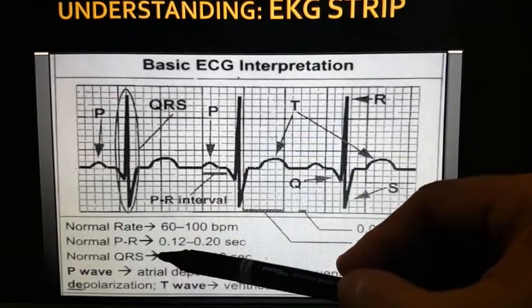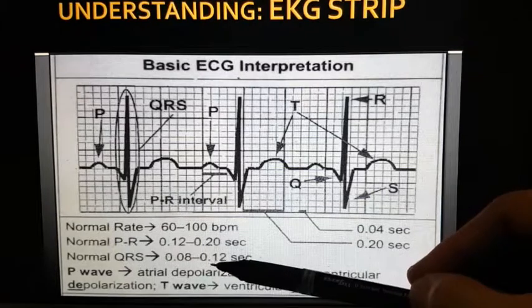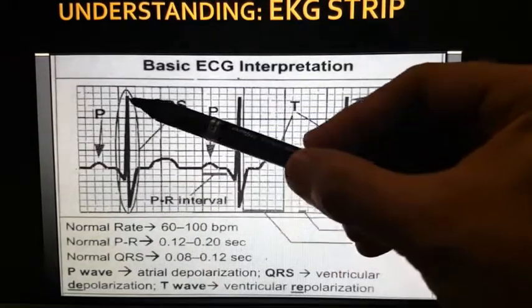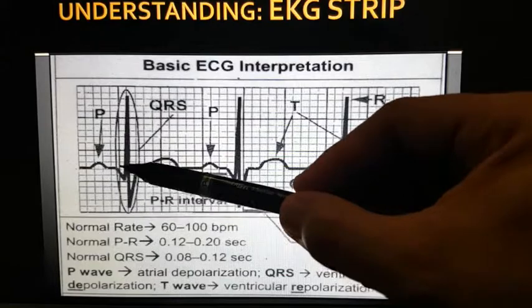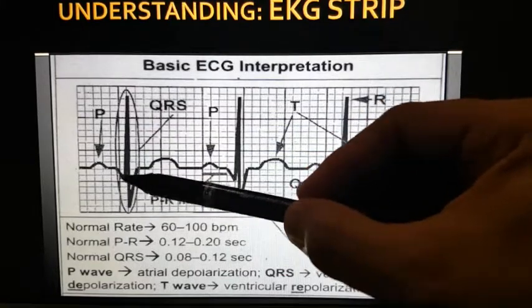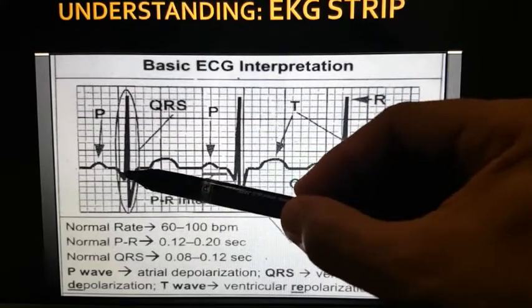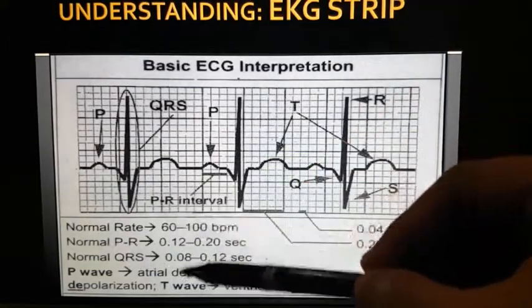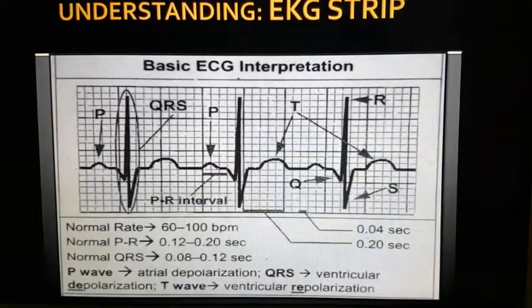The normal QRS complex is 0.08 to 0.12. So if it's 0.08 to 0.12, how many small boxes is that? Well, it's 2 to 3 small boxes. So this is your QRS complex. Am I right? So how many boxes? 1, 2. So 0.04 times 2, it's 0.08. So that will give you 2 to 3 small boxes. So please do not forget the values.